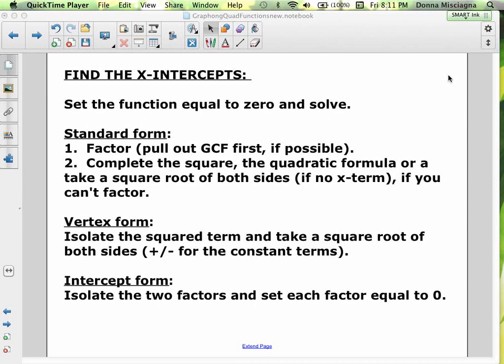So those are some options if you can't factor. In vertex form, you just want to isolate the squared term, the something squared in parentheses, and take a square root of both sides. Don't forget the plus or minus for the constant terms. And if it's in intercept form, well, that's the easiest form to find your x-intercepts. Just isolate your factors and set each factor equal to 0. Okay? That's why it's called intercept form. It tells you the x-intercepts. So that's the easiest format to find your x-intercepts.